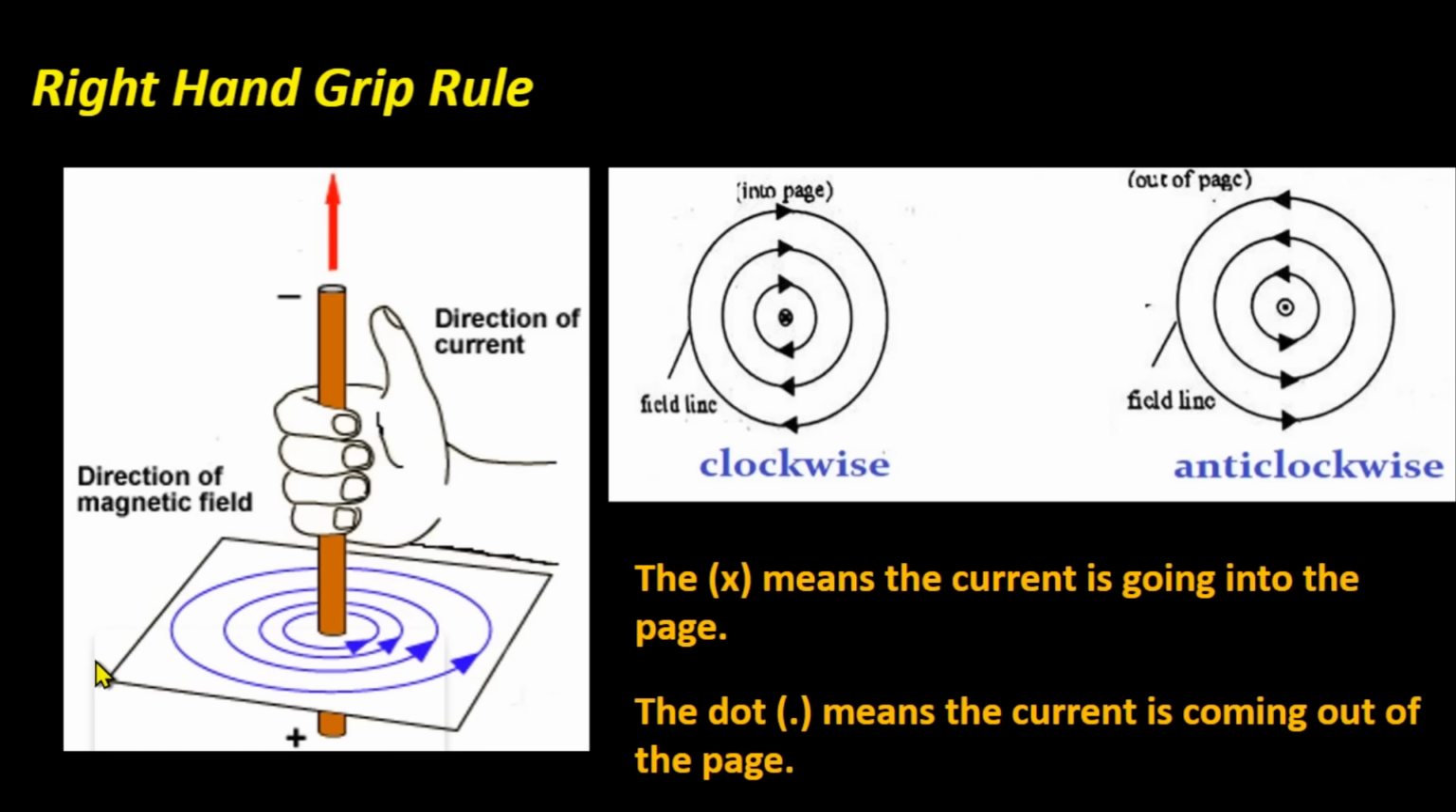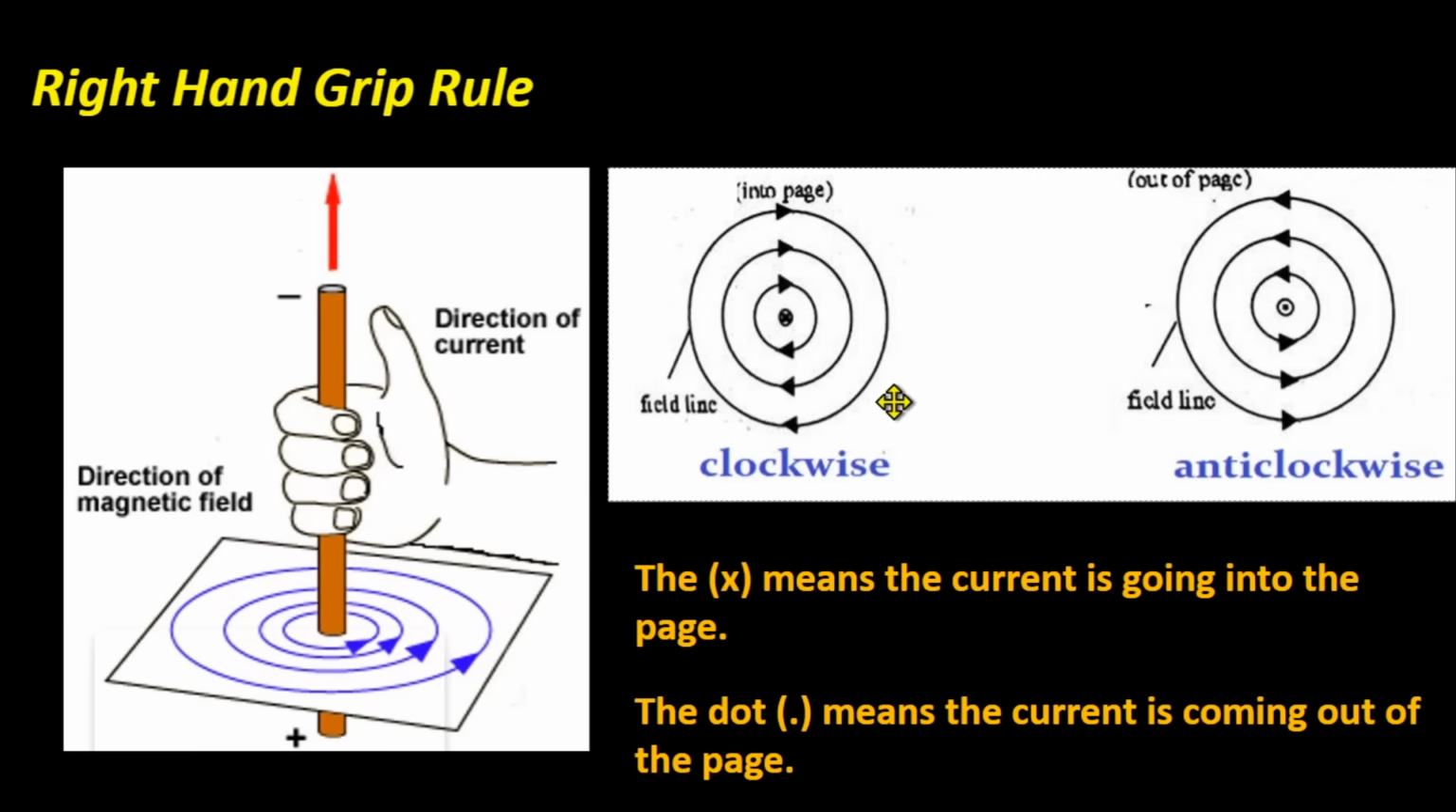This is the right hand grip rule. Basically, you take your right hand and you make a fist with it with your thumb pointing out, which you can see here. Your thumb is going to indicate the direction of the current and your other four fingers are going to indicate the magnetic field.